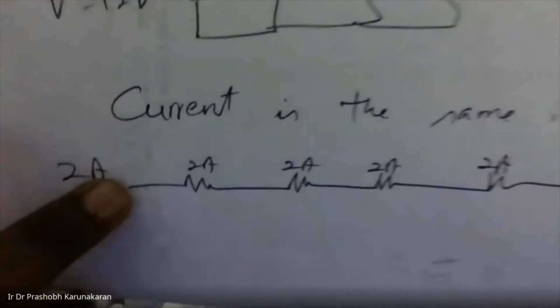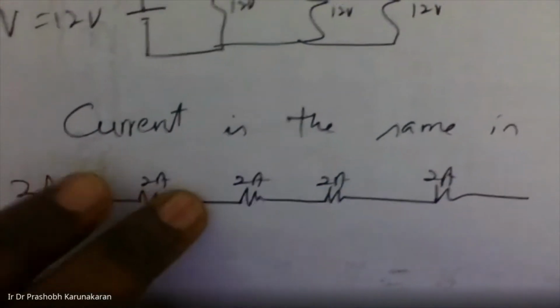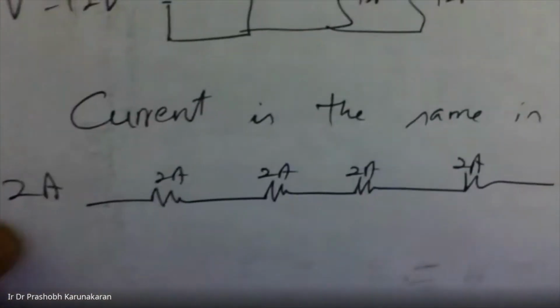In series, the current is the same. Say it's 2 amp, here also 2 amp. Here 2 amp, 2 amp. The current is in ampere. The unit of current is ampere.